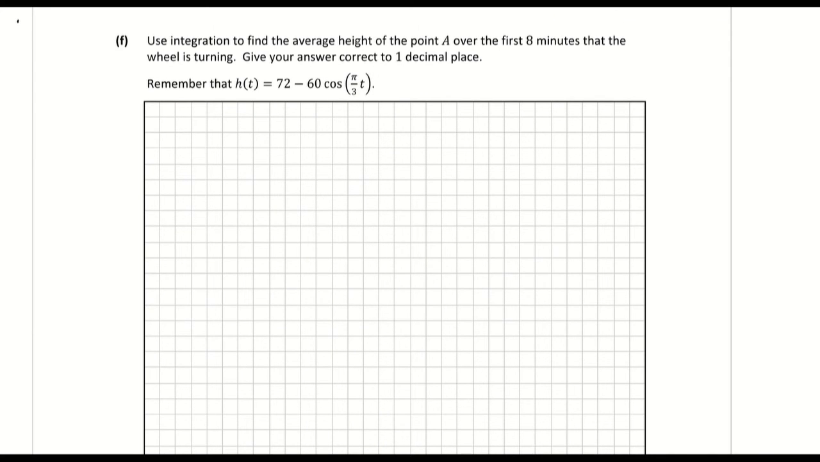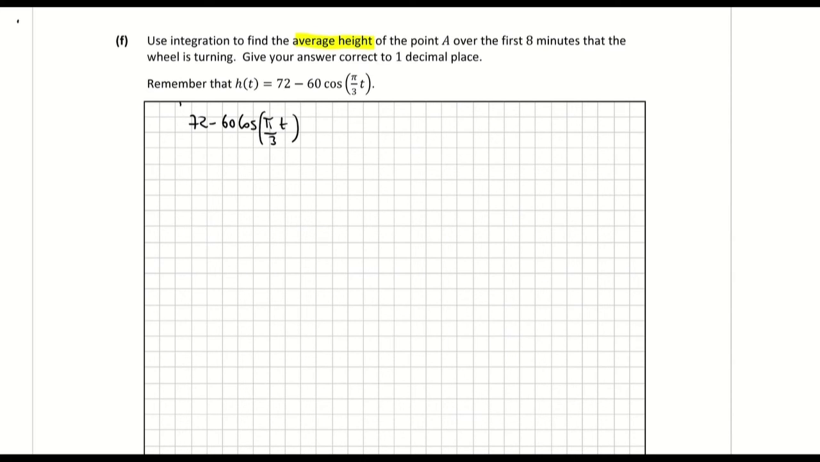Part F, use integration to find the average height of the point A over the first 8 minutes that the wheel is turning. Give your answer correct to 1 decimal place. So the key here to this question is where it says the average height. So we're basically finding the average value of a function, and the function that we're given is 72 minus 60 cos pi over 3 times t. So in this question, we need to integrate our function, and then we're going to find the average value of it.